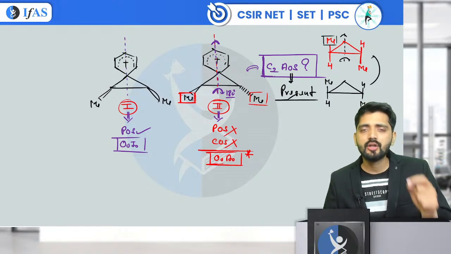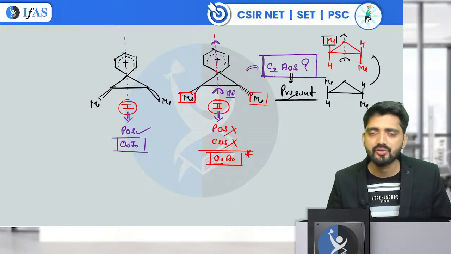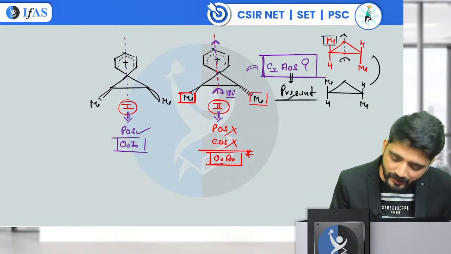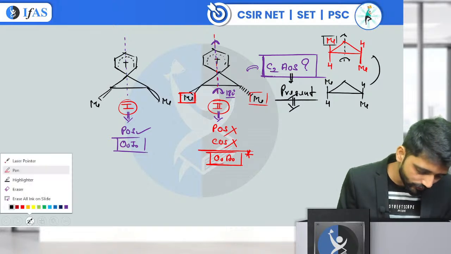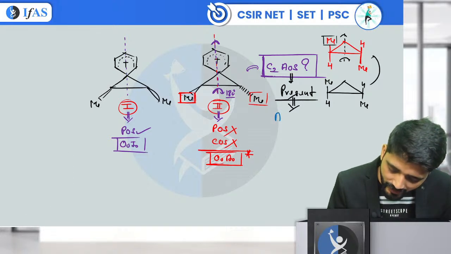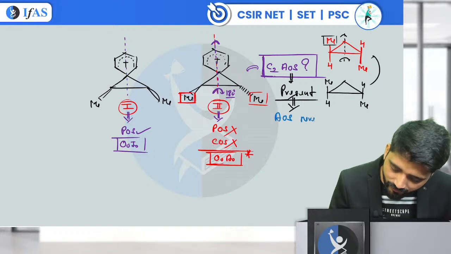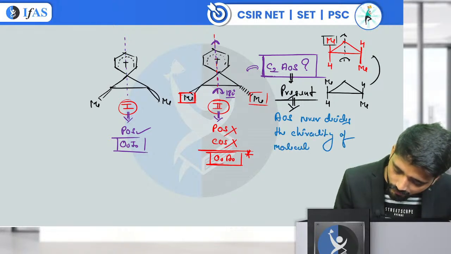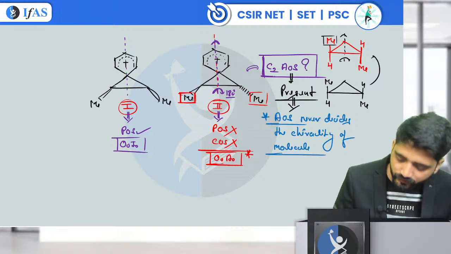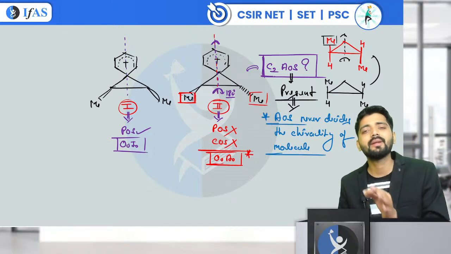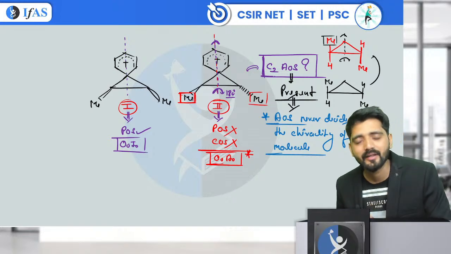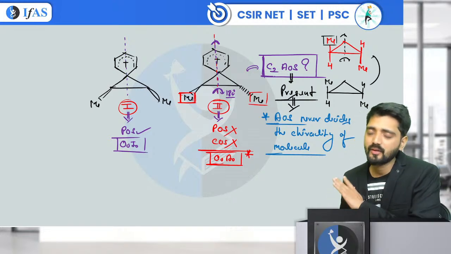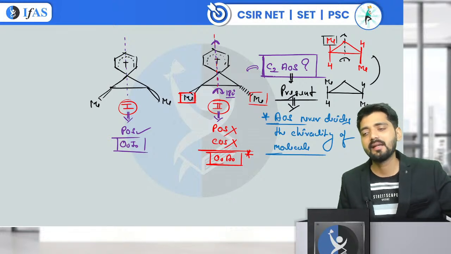Always remember, not only the C2 axis of symmetry, axis of symmetry never decides the chirality of the molecule. Please note it down here. Axis of symmetry never decides the chirality of a molecule. You cannot decide on the basis of axis of symmetry whether the molecule is going to be chiral or achiral. This axis of symmetry does not play any role in deciding the chirality.